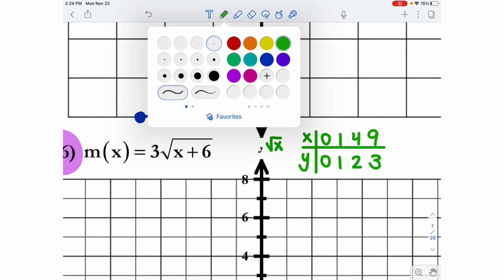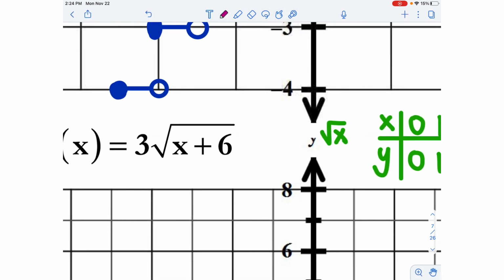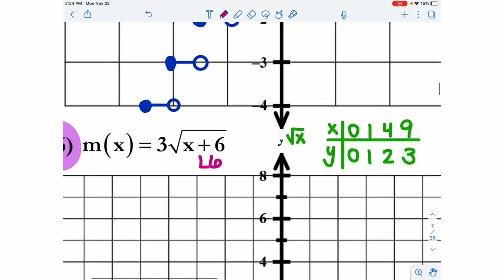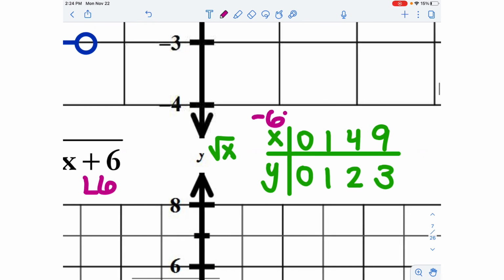So now I'm going to take these and do something to them. My x values are all going to be shifted left 6, which means I'm just going to subtract 6 from each of these. So 0 minus 6, I get negative 6. 1 minus 6 is negative 5, 4 minus 6 is negative 2, and 9 minus 6 is 3.